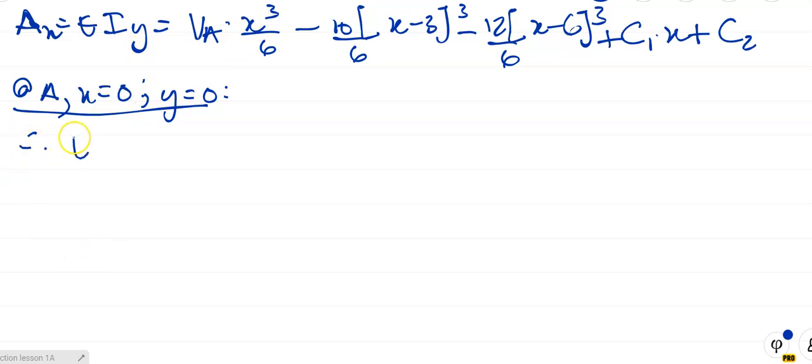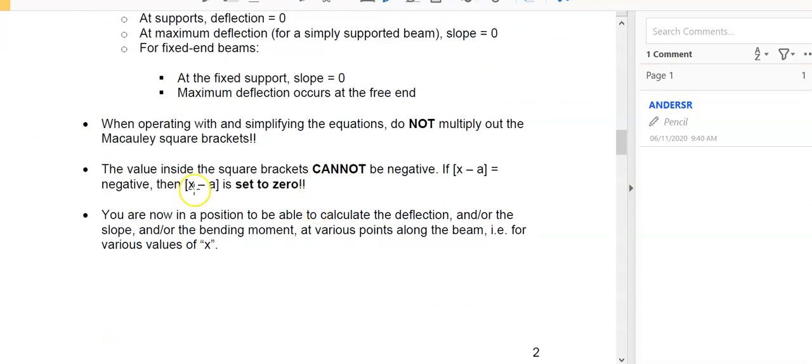So therefore, EI times y is equal to, if that's 0, that's going to be 0. I'll write it as 0 for now. Right, rules of Macaulay. Are you tuning in? When operating and simplifying the equations, do not multiply out the Macaulay square brackets. Next important point: the value inside the square brackets cannot be negative. If x minus a particular value is negative, then x minus a is set to 0. That's what we're going to do now.